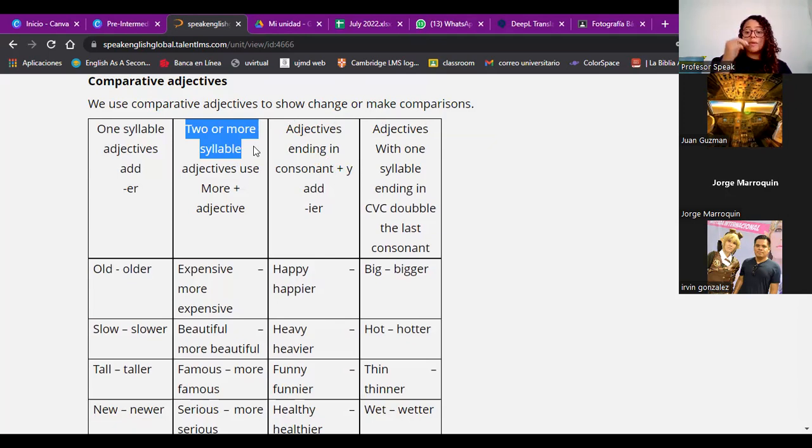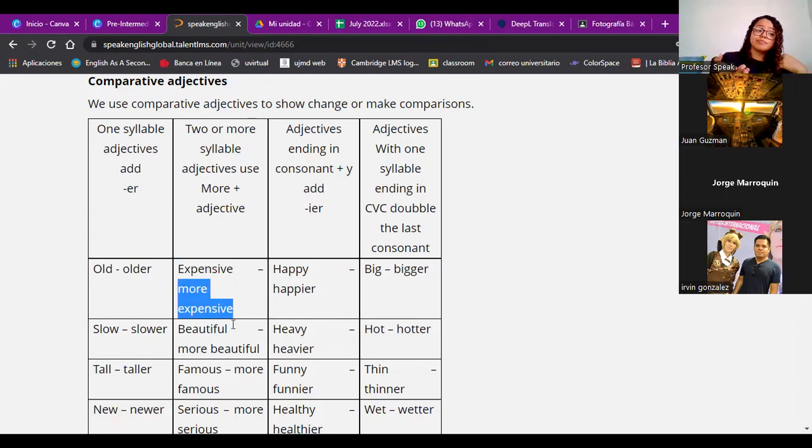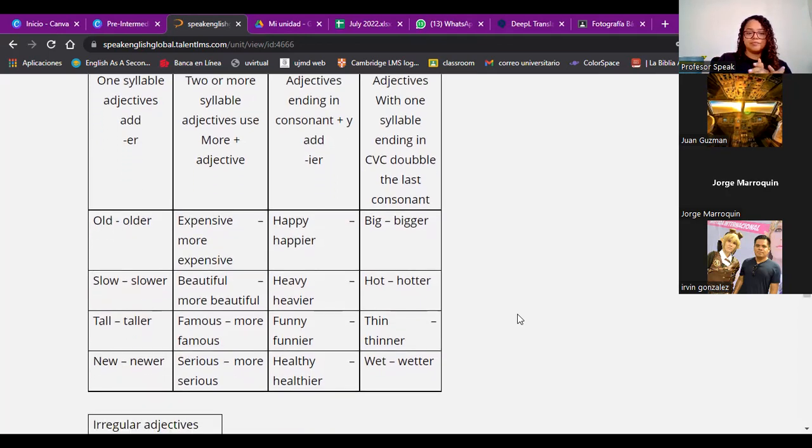So for adjectives with two or more syllables, we use the word more plus adjective. So expensive, more expensive. Beautiful, more beautiful. Famous, more famous. Serious, more serious. Very good. Excellent.